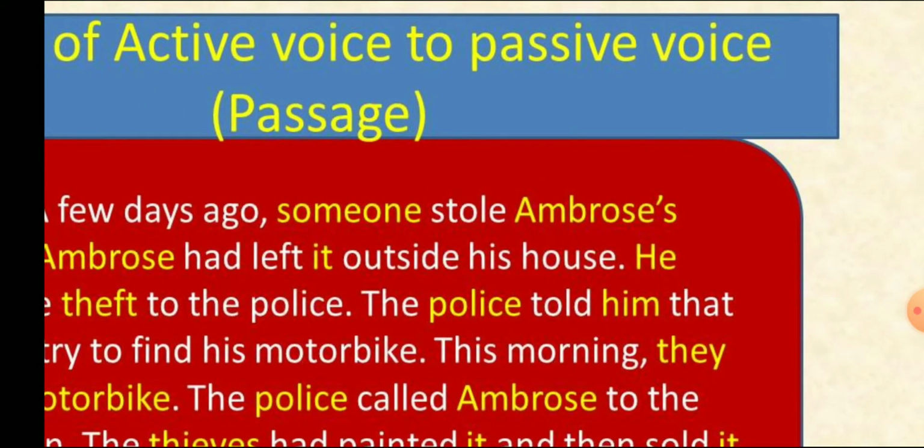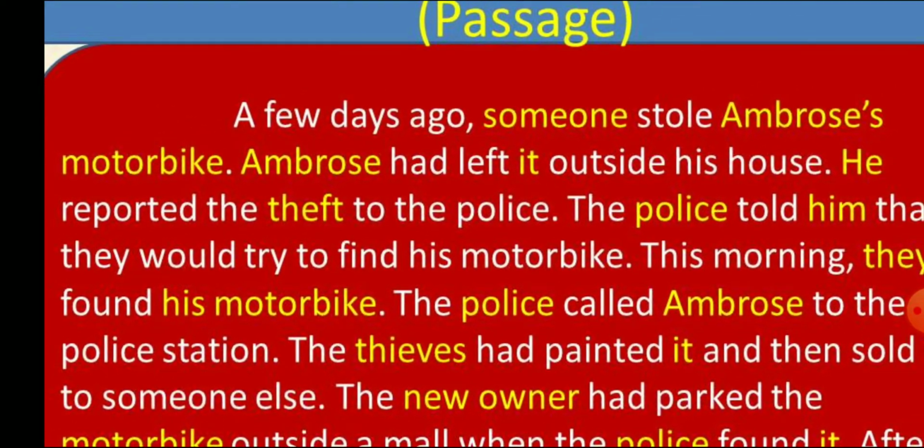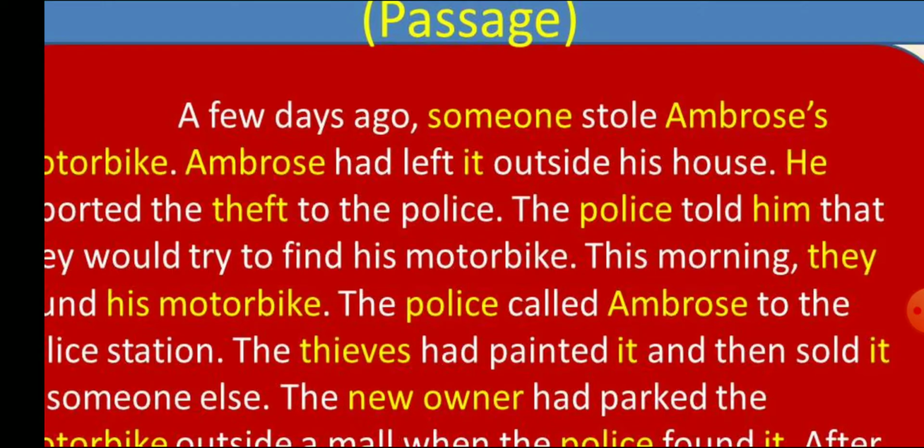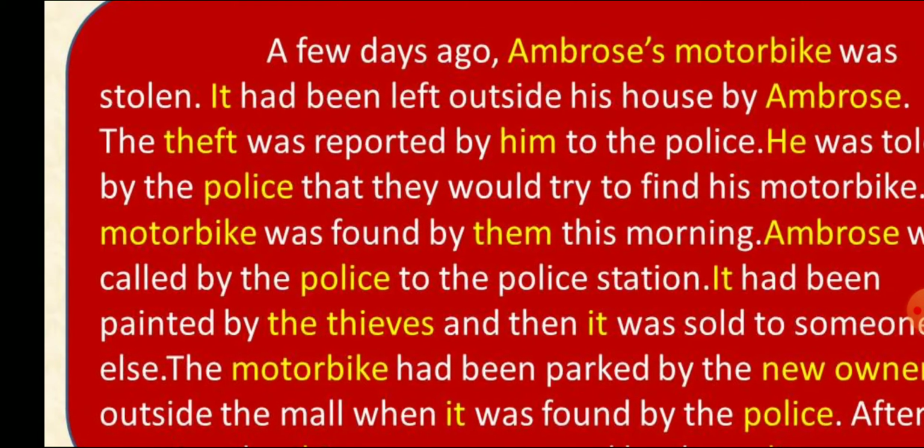Next sentence: He reported the theft to the police. Here, he is the subject. And what did he report? The theft. It is an object. And to whom did he report? To the police. That is less important. So now interchange the subject and object. The statement is in past tense. So we have to write: The theft was reported by him to the police. This is the way we have to write.